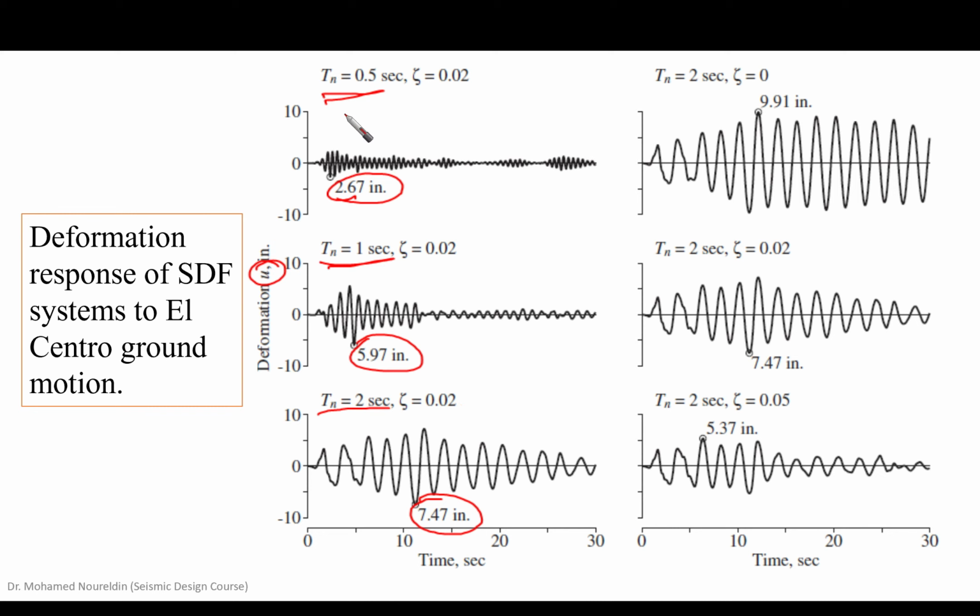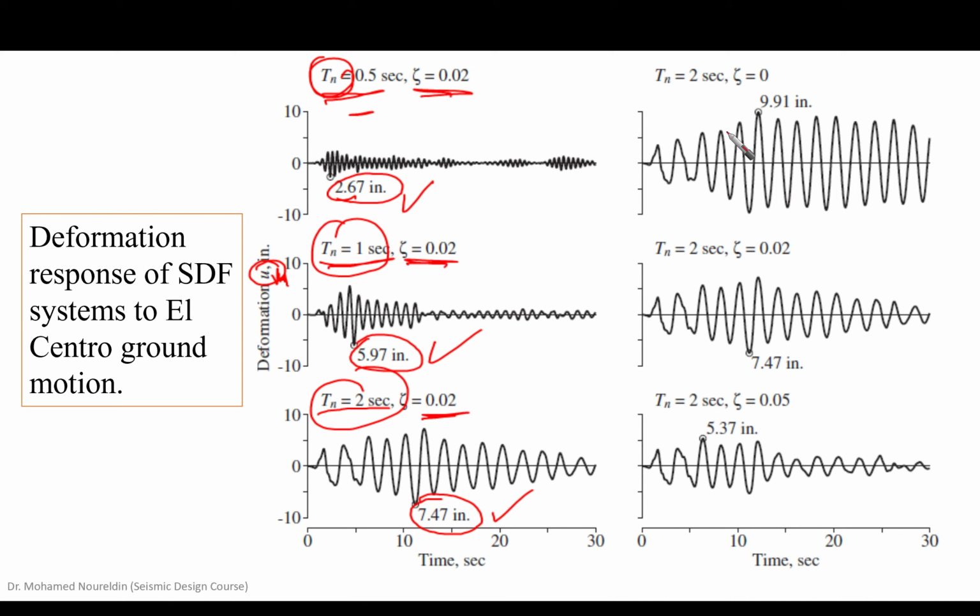This means that with the increase of our natural period, the response or the deformation or the lateral displacement is increasing every time, as you can see. Right? This is an important observation. So this is the effect of what? Of the natural period. Now the damping ratio is constant, right?